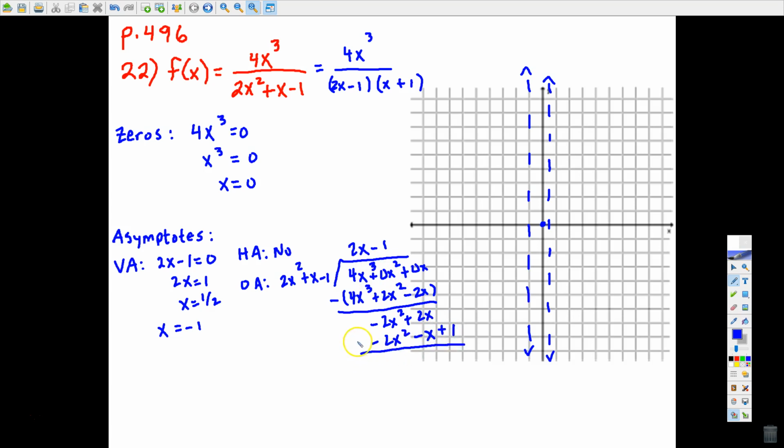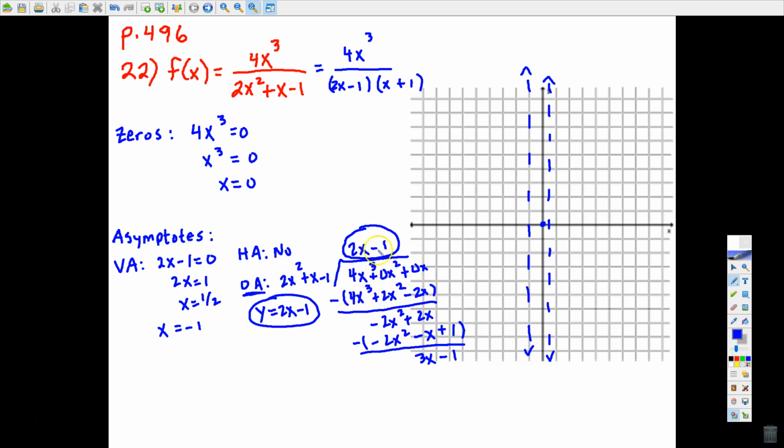And then we subtract. The 2x squares cancel, and we get 2 minus -1, that's 2 plus 1, that's 3x. And 0 minus 1 is -1. At this point, I can't divide anymore because the term that I'm dividing by is larger than the term that I'm dividing into. So this ends up being the equation. I'll make it official and make it an equation: y equals 2x minus 1. And that's going to be my oblique asymptote.